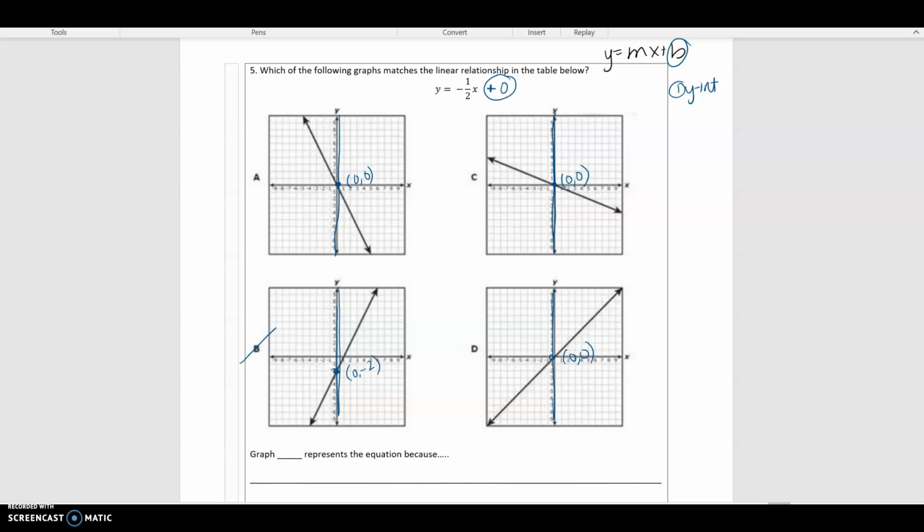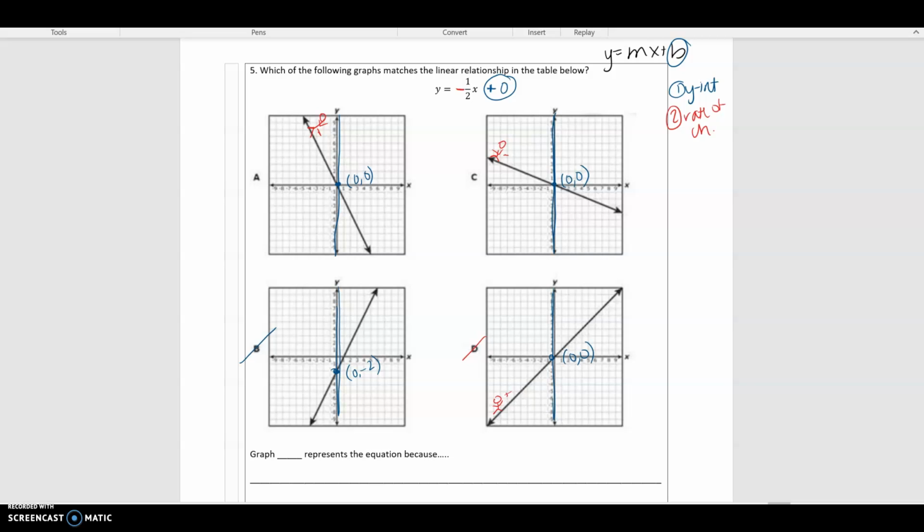And then number 2 is our rate of change. Here it's a negative rate of change. So Louis needs to be going downhill. So that looks good. Louis here is going downhill. That's good. Uh-oh, Louis is walking uphill. So we have to eliminate that.